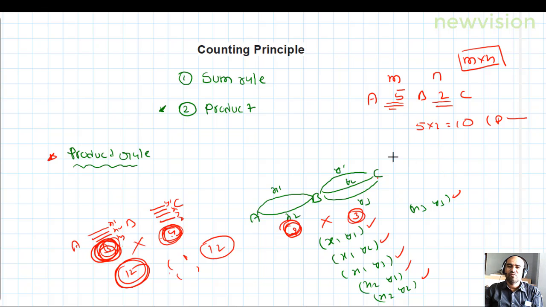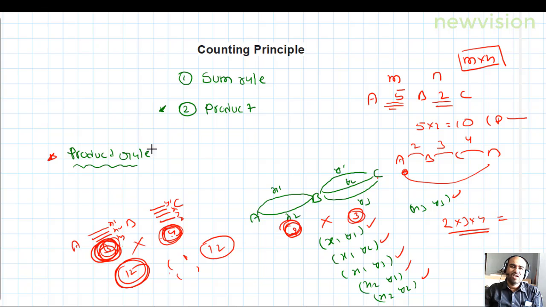Not only two operations. For example, A, B, C, D are there. A to B has 2 ways. B to C has 3 ways. C to D has 4 ways. A person wants to travel from A to D via B and C. How many different ways can he travel? You can see that he can travel in 2 into 3 into 4 ways.